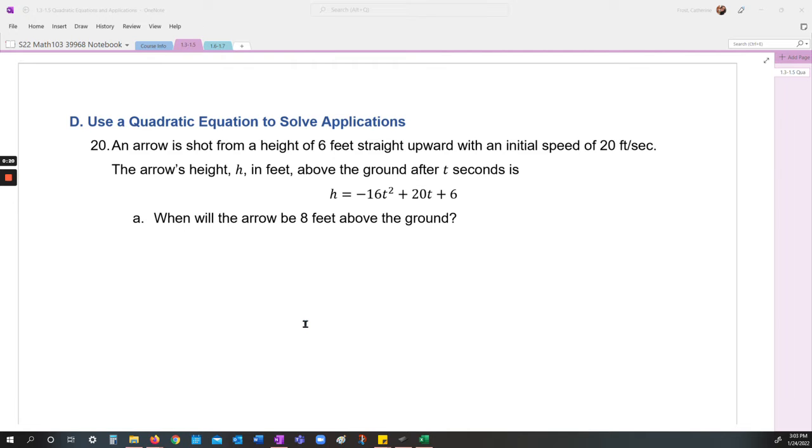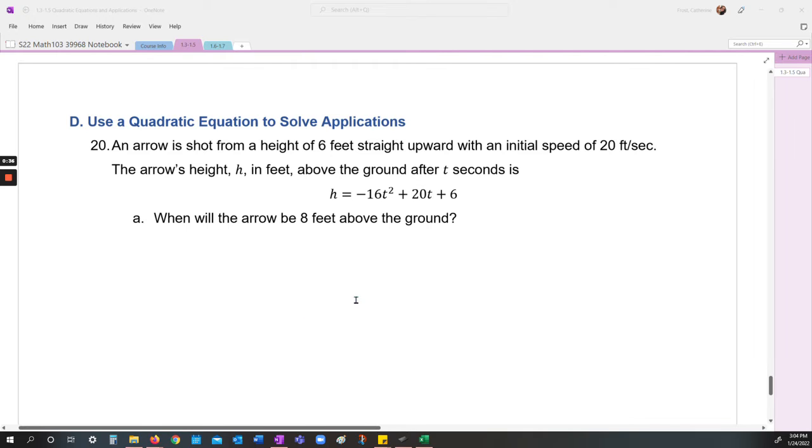Anyway, an arrow is shot from a height of 6 feet straight upward with an initial speed of 20 feet per second. The arrow's height h in feet above the ground after t seconds is h equals negative 16t squared plus 20t plus 6.